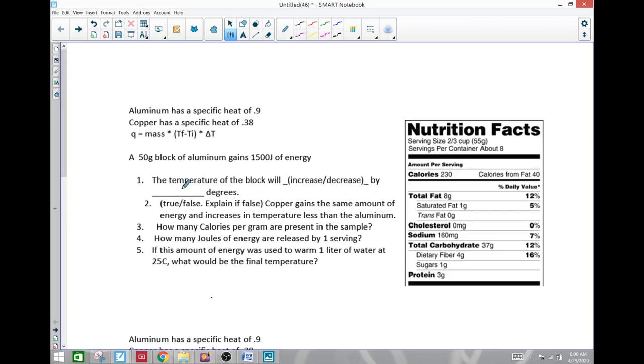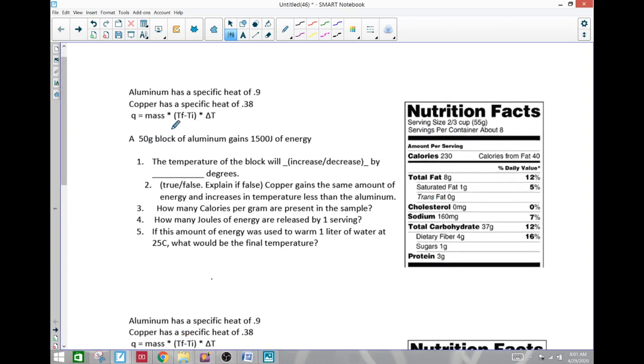We're going to do a specific heat practice quiz. And this has some general energy transfer type things. Okay, so I have an energy label here and a bunch of stuff. It says a 50-gram aluminum block gains 1500 joules of energy. The temperature of the block will increase by how many degrees? Okay, so let's do the math on this.